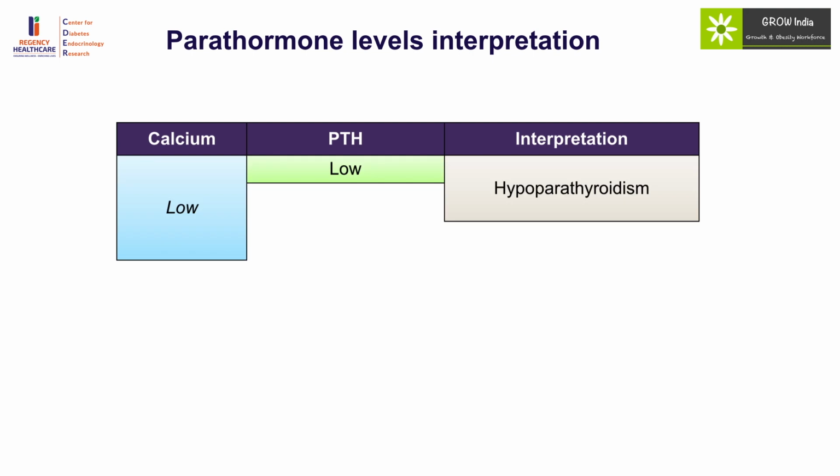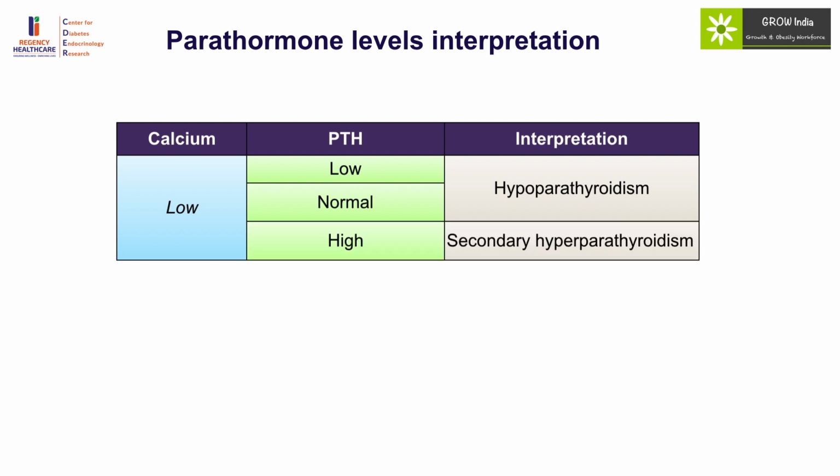So low calcium and low PTH obviously means hypoparathyroidism, but even if the PTH level is normal where it should have been high, it also means that there is hypoparathyroidism. On the other hand, hypocalcemia with hyperparathyroidism would mean either a secondary hyperparathyroidism, in which the phosphorus levels will be low, or rarely this could be pseudo-hypoparathyroidism, in which the phosphorus levels are high.